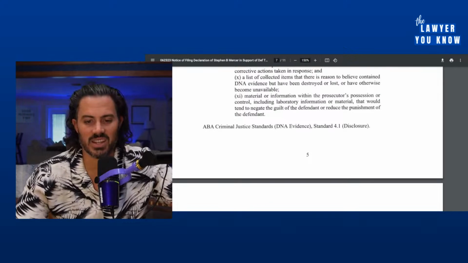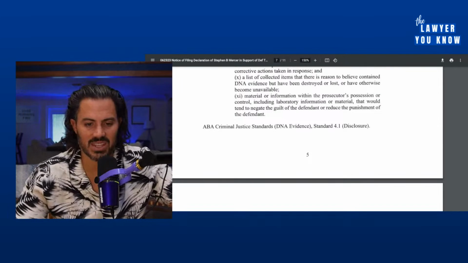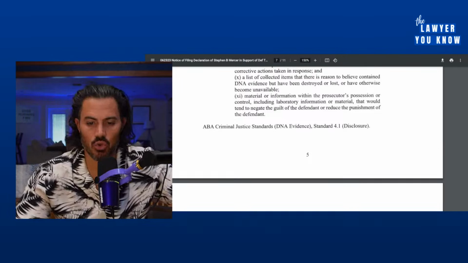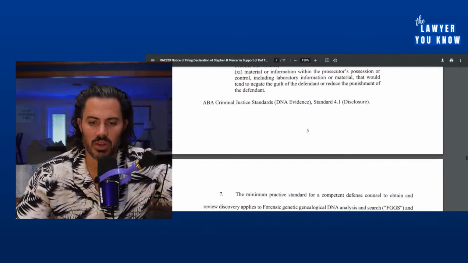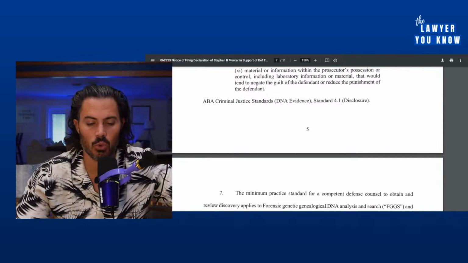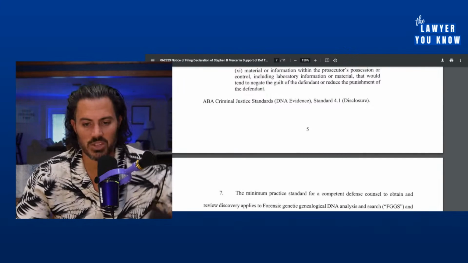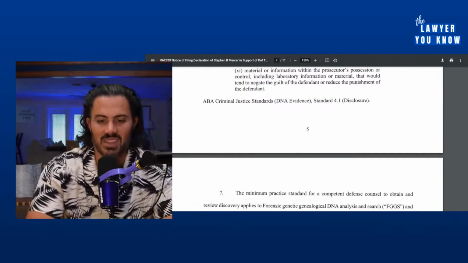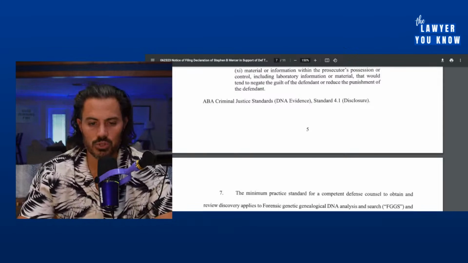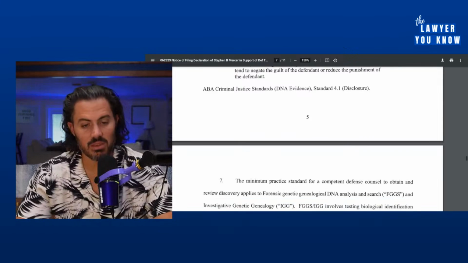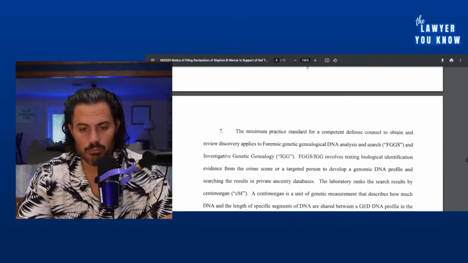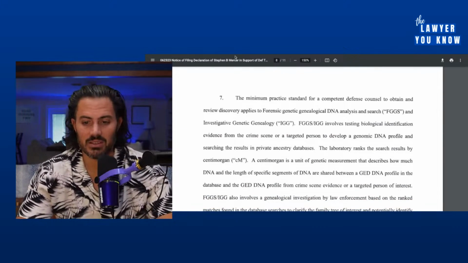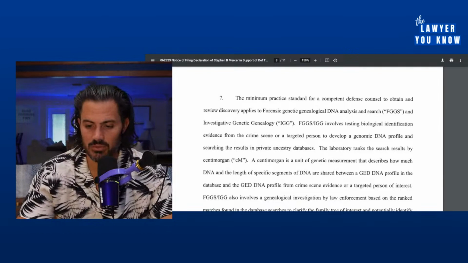A list of collected items that there is reason to believe contain DNA evidence but have been destroyed or lost or have otherwise become unavailable. Material or information within the prosecutor's possession or control, including laboratory information or material that would tend to negate the guilt of the defendant or reduce the punishment of the defendant, which the state would argue they've turned all that over. The defense would say they have not. But that's straight from the ABA saying why we need this stuff.